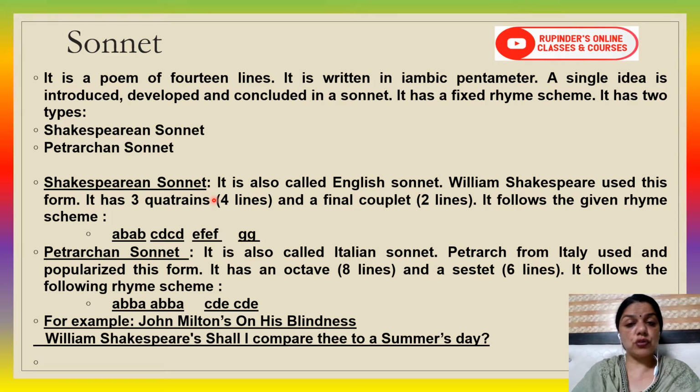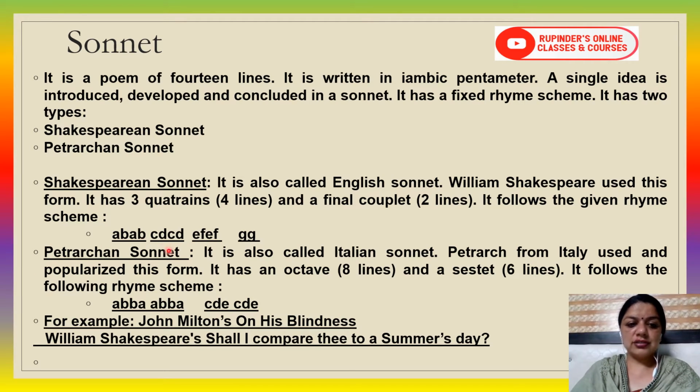Because Shakespeare was from England, so this particular sonnet is also called English sonnet. William Shakespeare used this form. It has 3 quatrains, which means a stanza of 4 lines, and a final couplet that is of 2 lines. So a couplet is very similar to what you know in Hindi as a doha. It follows the given rhyme scheme. So what is the rhyme scheme in Shakespearean sonnets? It is A, B, A, B, C, D, C, D, E, F, E, F, and G, G.